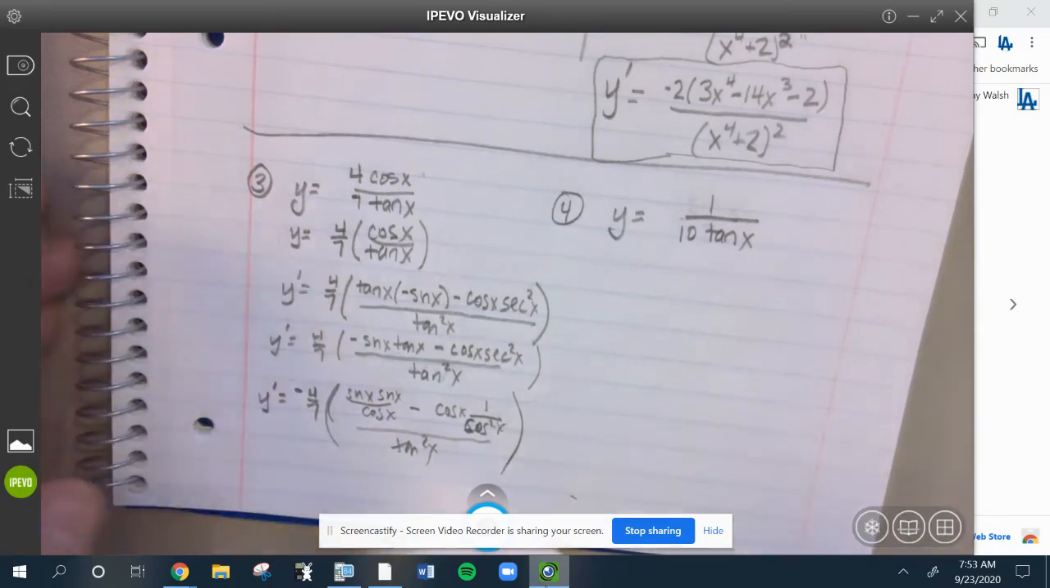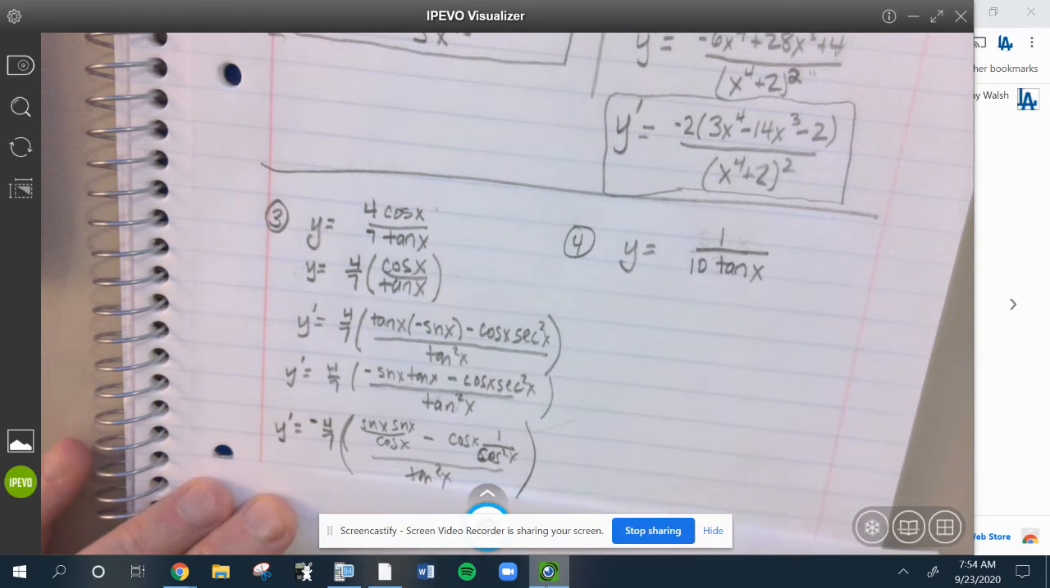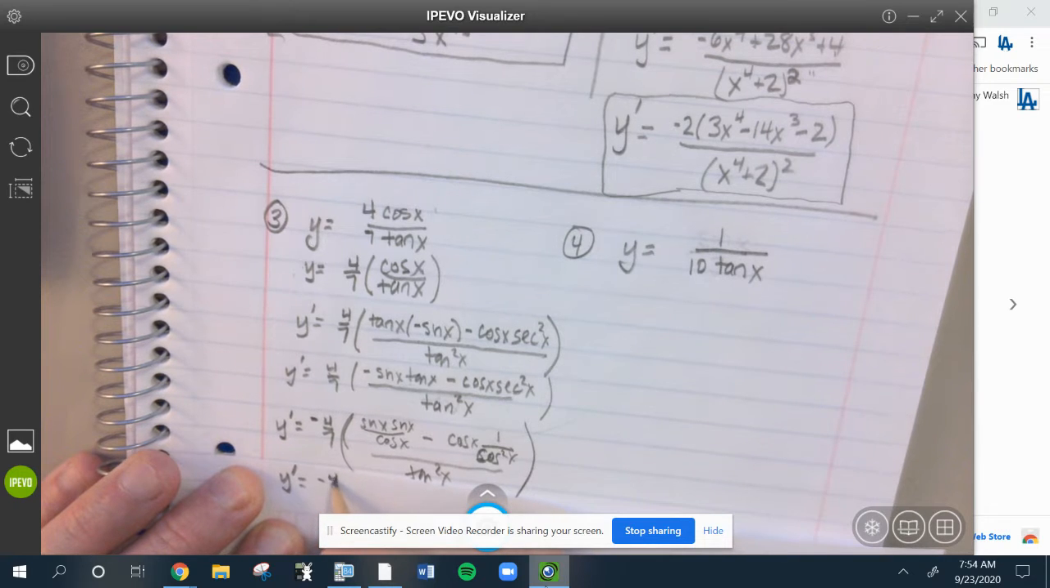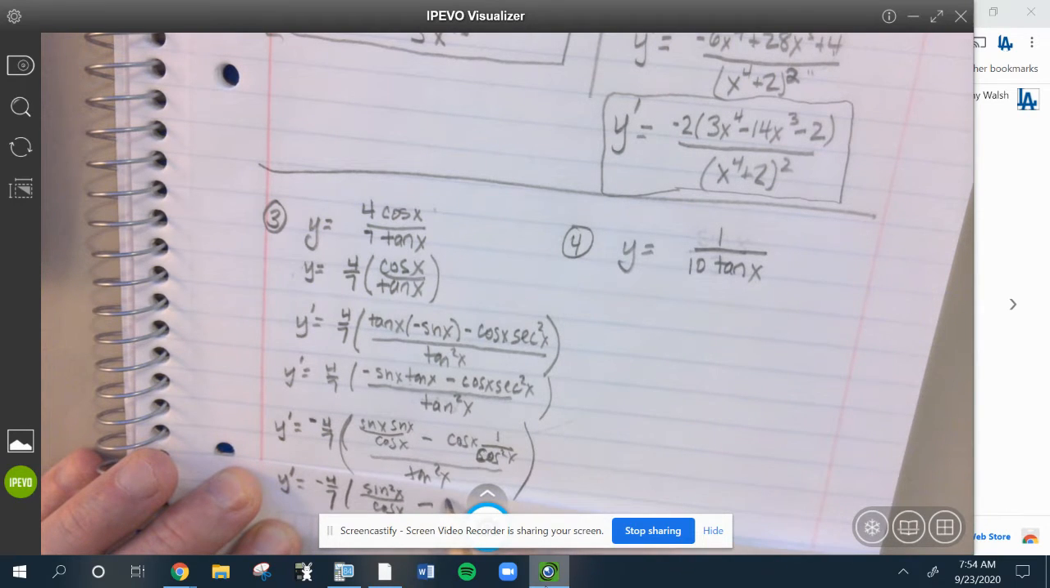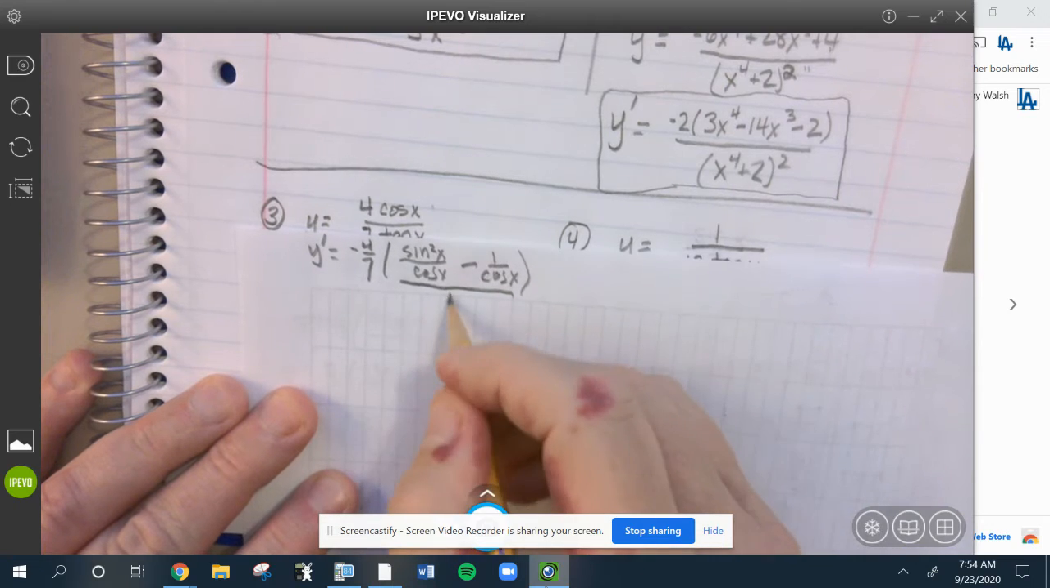I'm running out of room here. So I have negative 4 over 7 times sine squared over cosine minus 1 over cosine, and that's what I was talking about. We have a common denominator up there. And this is still all over tangent squared.